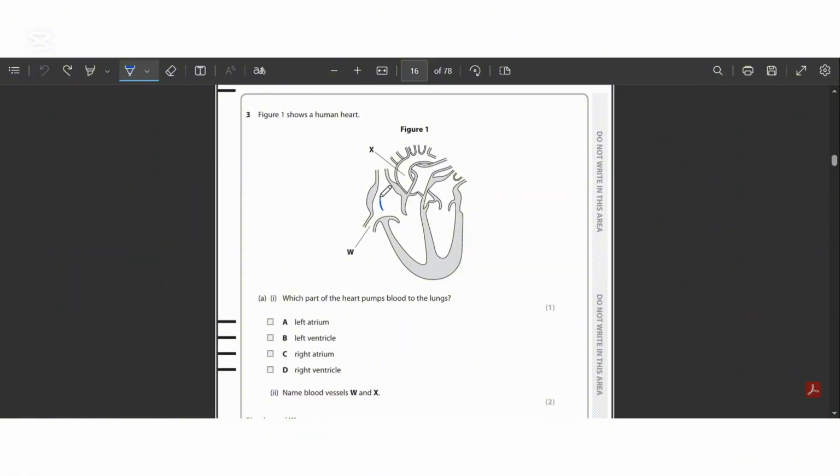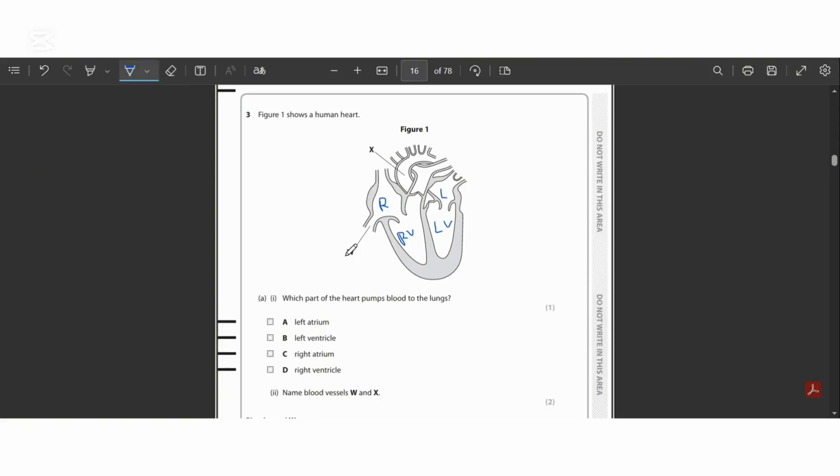This one is the right atrium. These two are the atriums. These two are the ventricles. This one is the left atrium. This one is the right ventricle. And this one is the left ventricle.